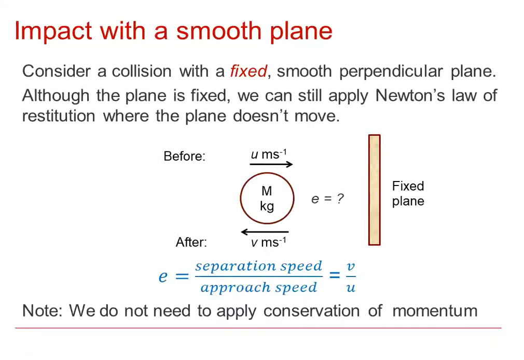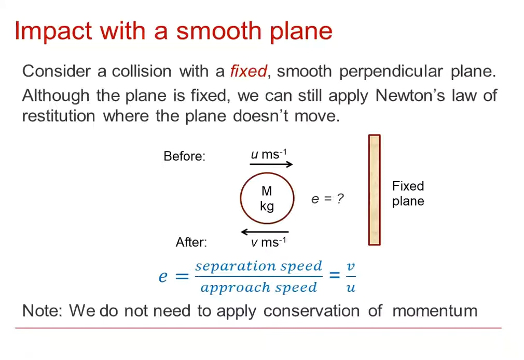So if we now consider the impact with a smooth plane. Consider a collision with a fixed, smooth, perpendicular plane. So the plane is perpendicular to the line of motion of the object. Although the plane is fixed, we can still apply Newton's law of restitution where the plane doesn't move.